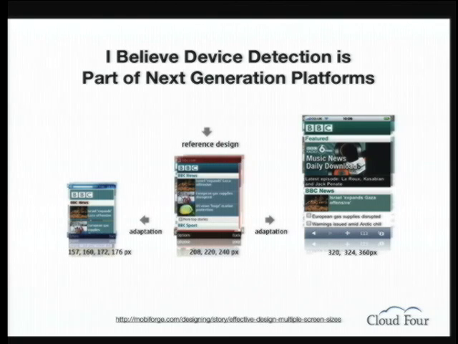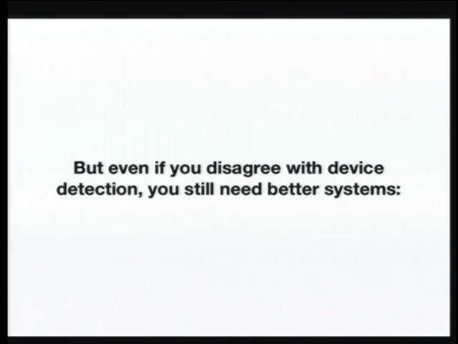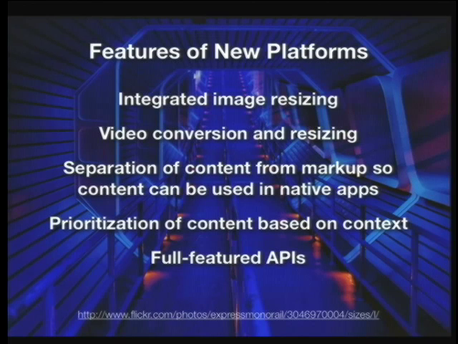Which is why I actually believe that device detection is going to be part of these new platforms. But even if you disagree, even if you think that we can do it by providing mobile HTML and then progressively enhancing it, we still need better systems, because a lot of the content management systems that people are using, and this may not be true for Google, right? But these new systems really need to have integrated image resizing. They need to have video conversion and resizing of those videos, so they can put those videos in a format that can be used on mobile devices.